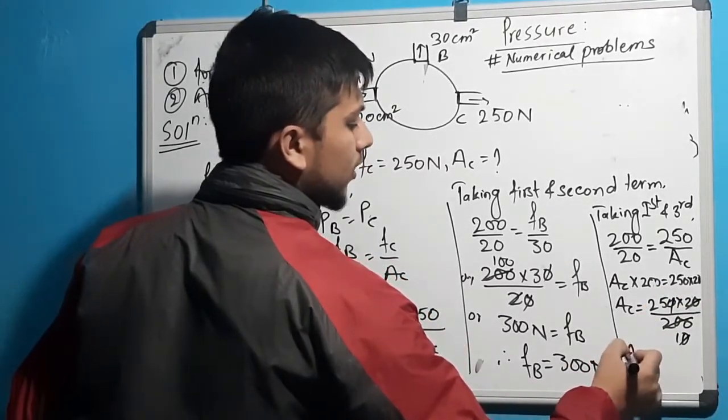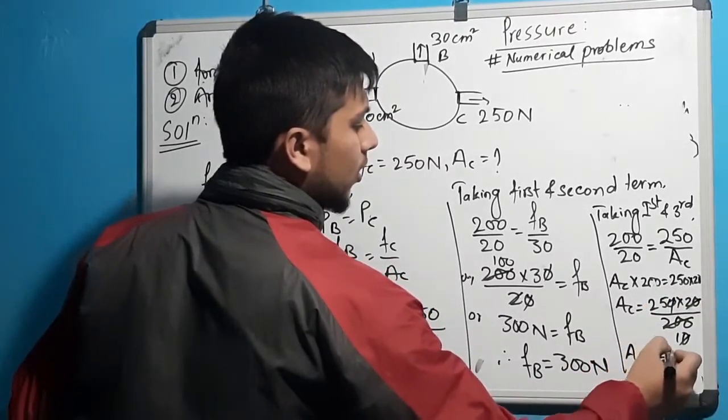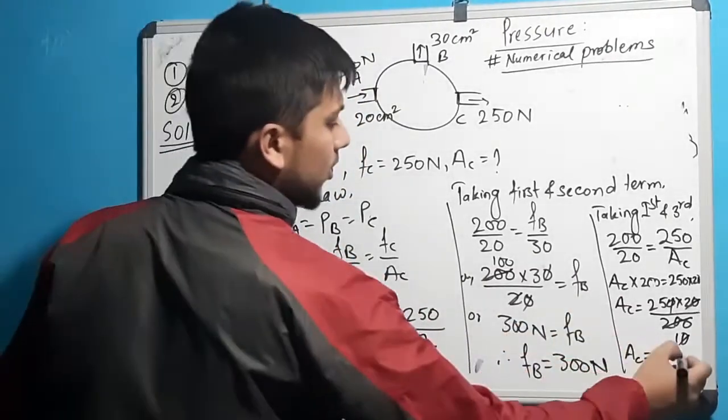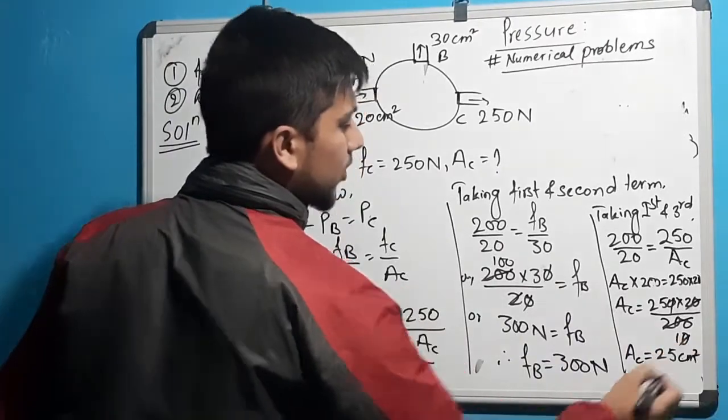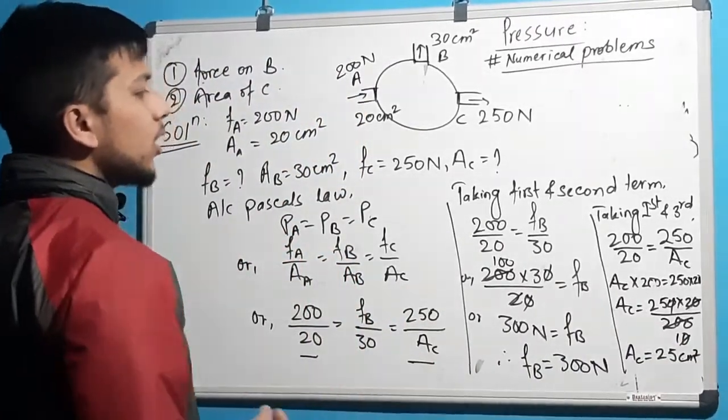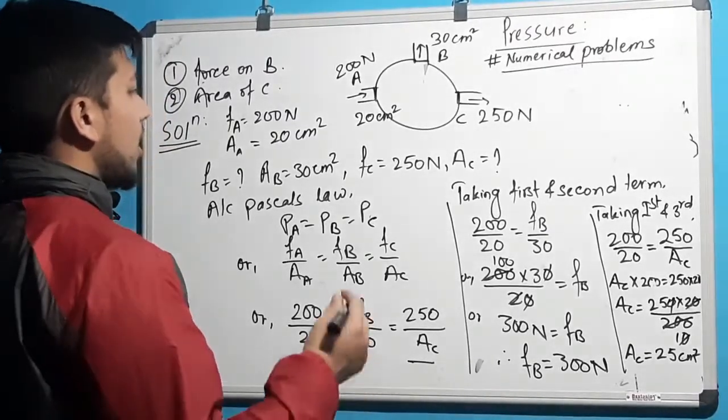AC equal to what came? This is area, and all the unit of area is centimeter, so this is centimeter square. 25 centimeter square on the region. In this way we can find this. Now I'll tell again.